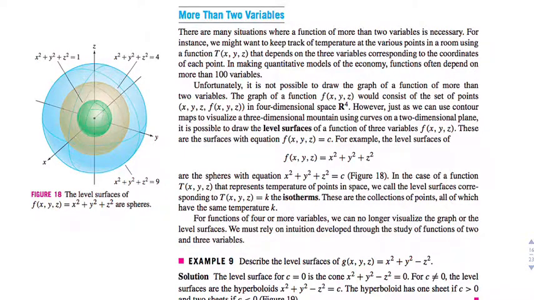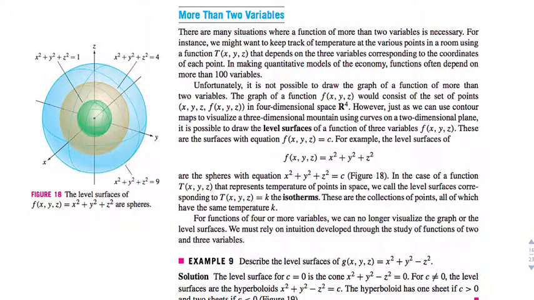So these are the surfaces with the equation f of x, y, z equal to c. For example, say we look at the level surfaces of f of x, y, z equal to x squared plus y squared plus z squared. What did we say that was? Like an ellipsoid? These are the spheres. These are our spheres with the equation x squared plus y squared plus z squared equal to some constant.